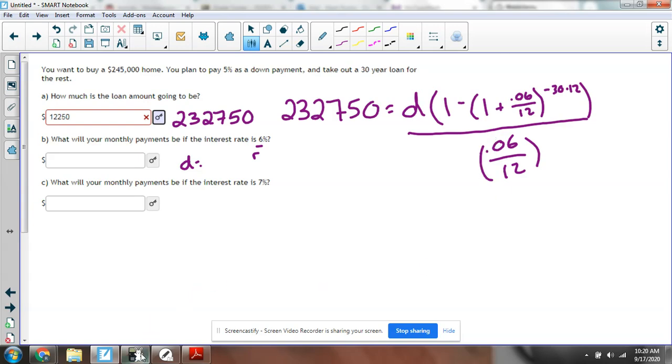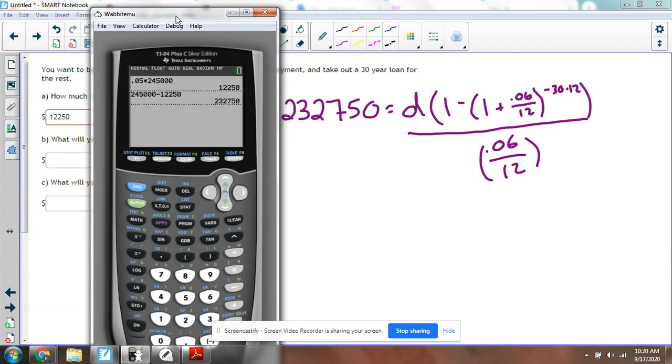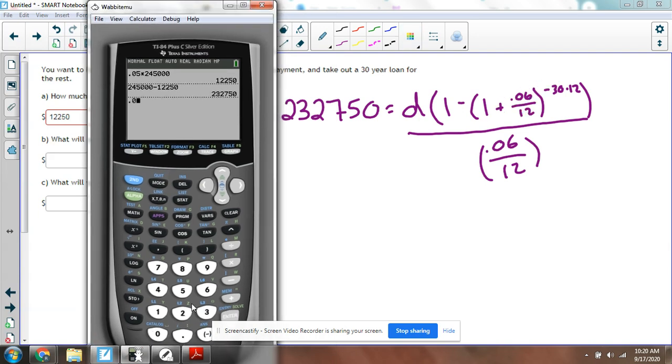Okay, so in my calculator, I'll start there. I'm going to start with that fraction right there, 0.06 divided by 12. Then I'm going to add 1 to that. That's this thing. Now I'm going to raise it to the power of negative 30 times 12. If you don't have this kind of calculator, you have to put that in parentheses to be safe. I get that. Now it's 1 minus that number. And then I'm going to divide by the original decimal, which I have right up here. Let's divide by 0.005.